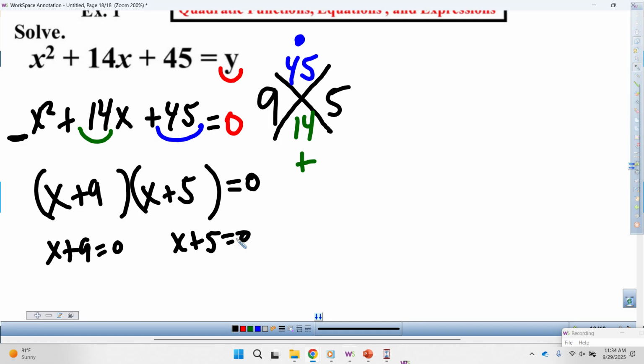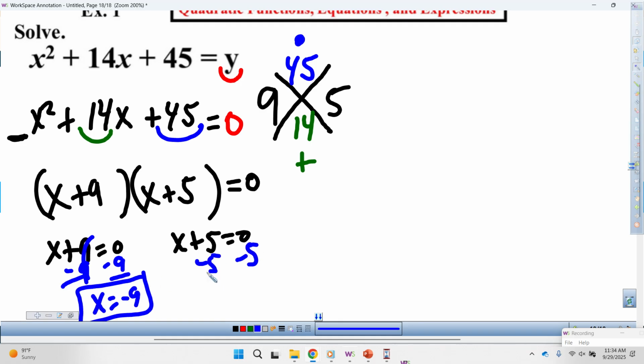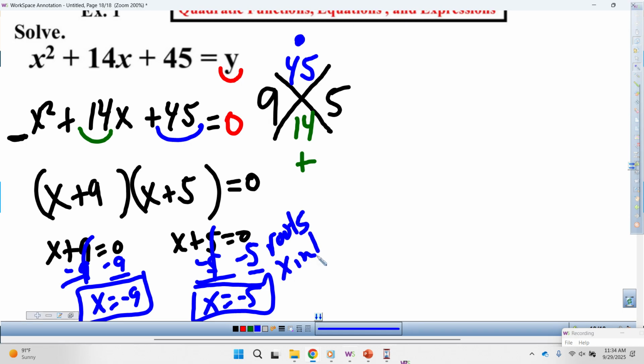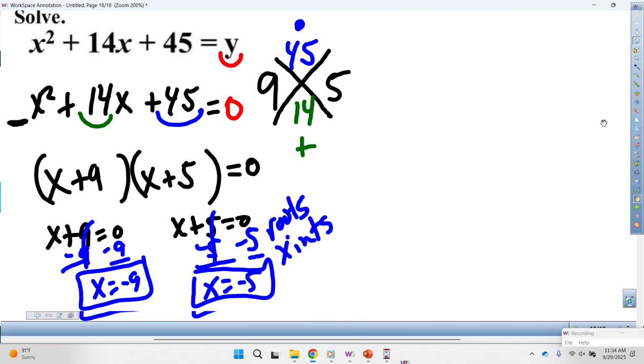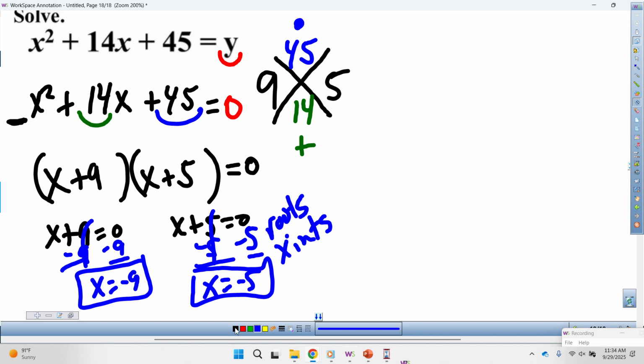So, and from there we just solve. Here we go. What do we do to solve? Minus 9, x equals negative 9. Minus 5, x equals negative 5. Now, what are these called? These are called roots or x-intercepts. Hopefully that's sounding familiar. Yes? All right. Let's go to graph it. And you're like, what? Oh, yeah, we got this.